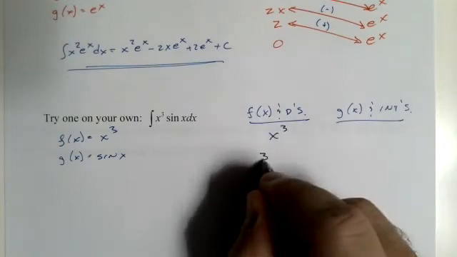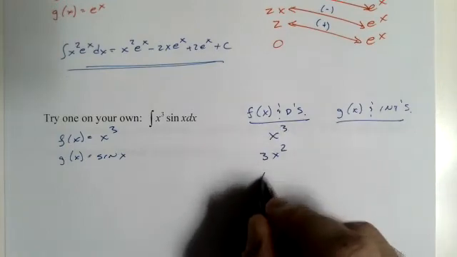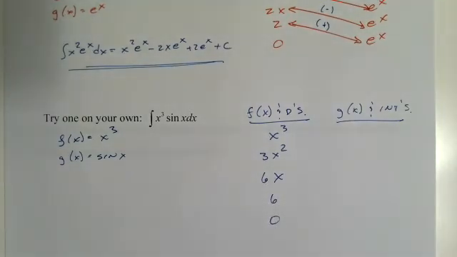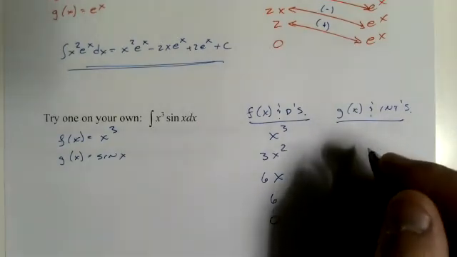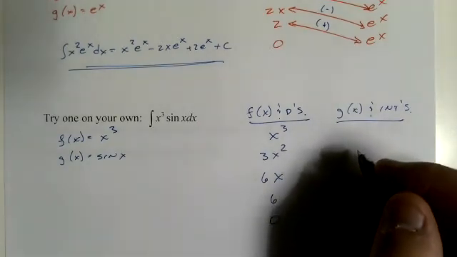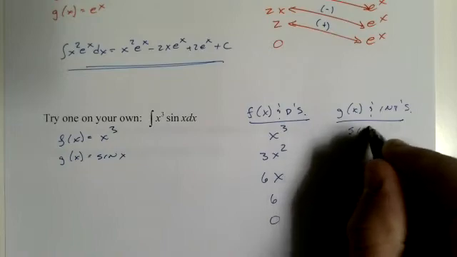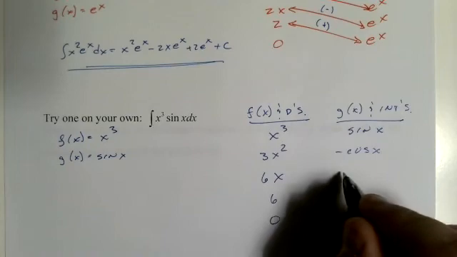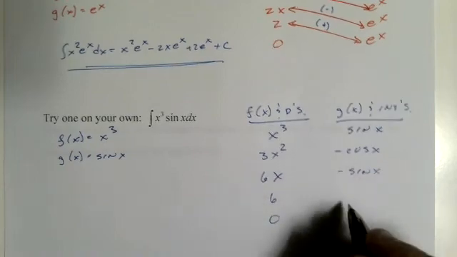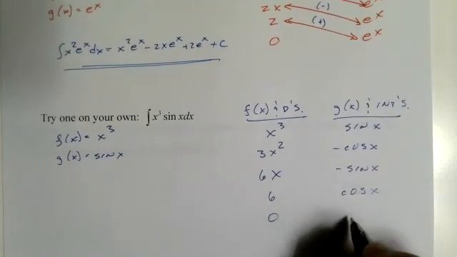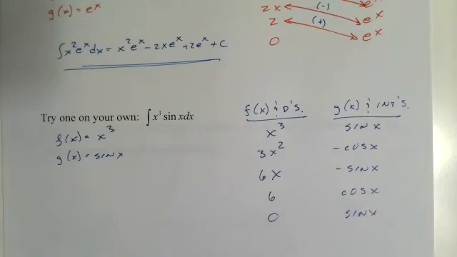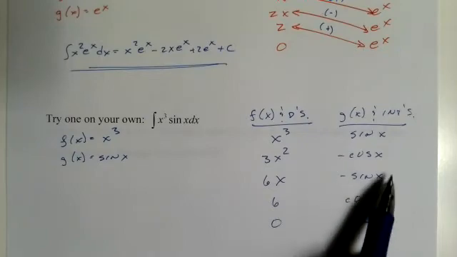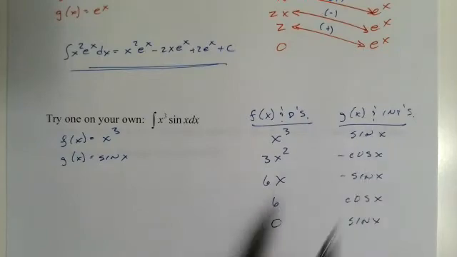x to the third, 3x squared, 6x, 6, 0. That's a lot of work. And sine of x is the first thing we write. Cosine of x, negative sine of x, cosine of x, sine of x. Are you sure? No, not even remotely. Derivative of sine is cosine, negative sine, negative sine is negative cosine, sine. Okay, now I'm sure.